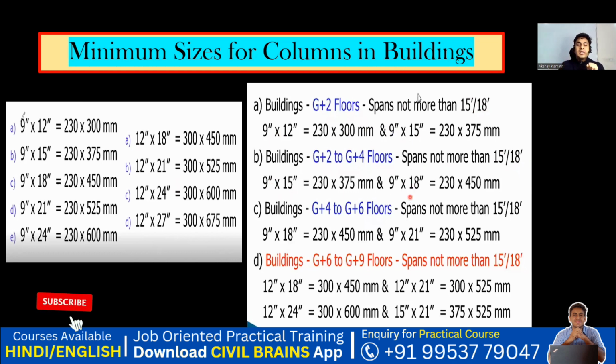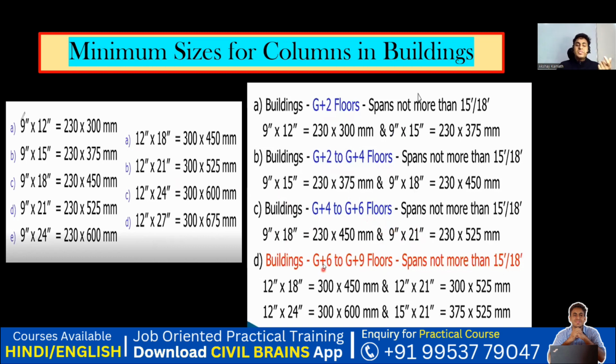Again, you know the logic. This 9 inch by 18 inch will be used in the interior places in the middle, and in the periphery portion you can go with 9 inch by 15 inch. If you're putting up a G+4 to G+6 floor structure, you can go with 9 inch by 18 inch. This is the minimum size you're supposed to use, and you can even make a combination with 9 inch by 21 inch.